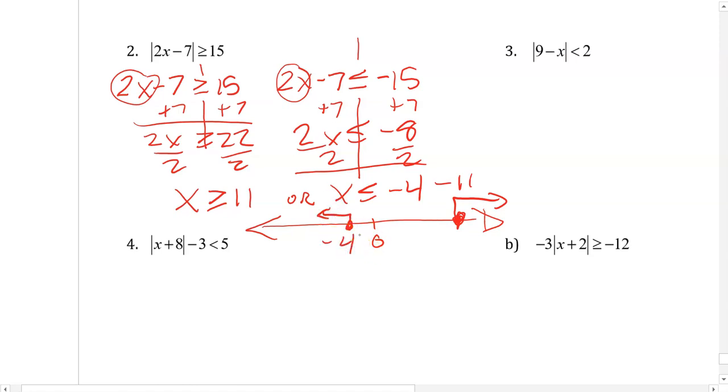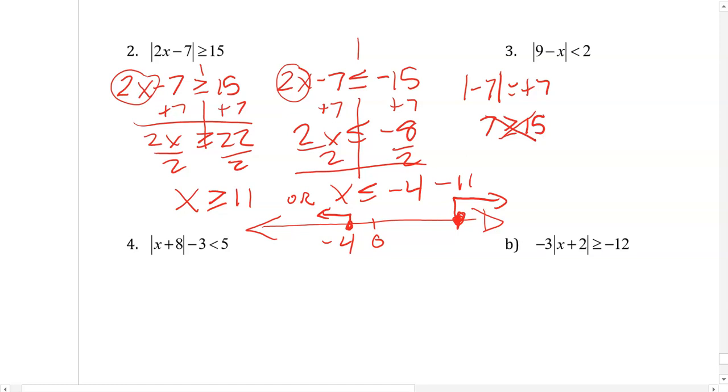Let's pick a number and try it. If I put in 0 for x, which is not part of my solution, I would have 2 times 0, which is 0, minus 7, which is negative 7. I would take the absolute value of that. The absolute value of negative 7 is positive 7. Is 7 greater than or equal to 15? No, it's not. It is not part of our solution.